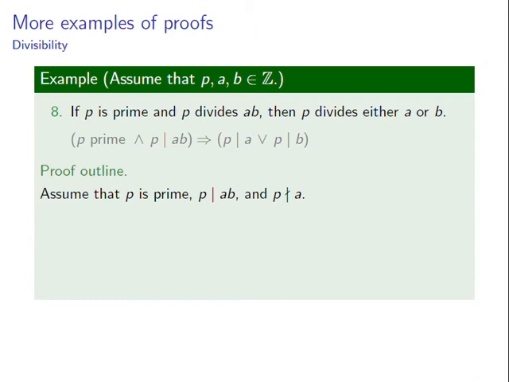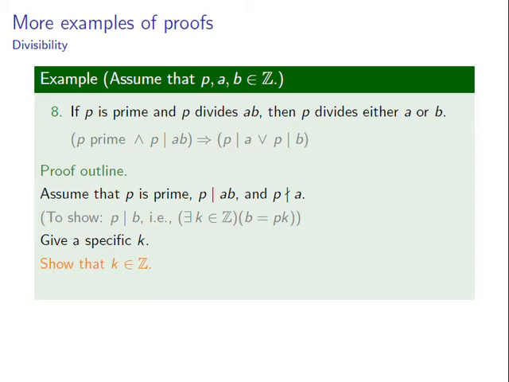Since the consequent is a disjunction, we will include in the hypothesis the negation of one of the statements in the consequent. In our case, we assume that P does not divide A. We need to show that P divides B, that is, B is the product of P and some integer k. To show this, we will give a specific number k, verify that k is an integer, and show that B is equal to P times k.